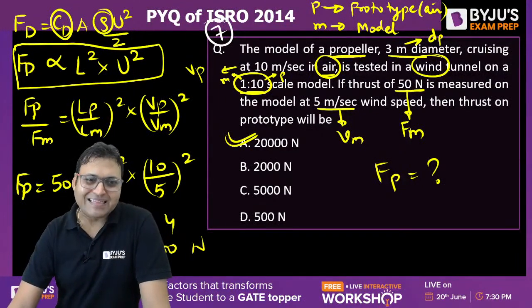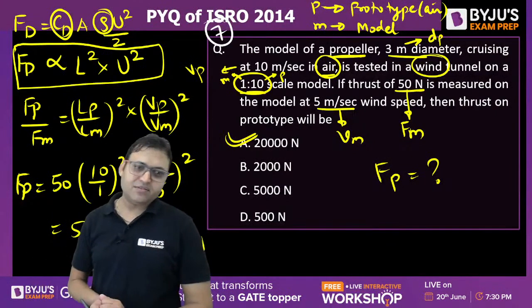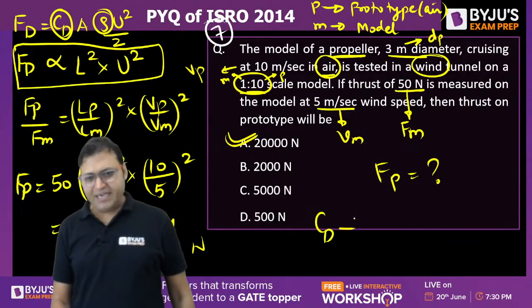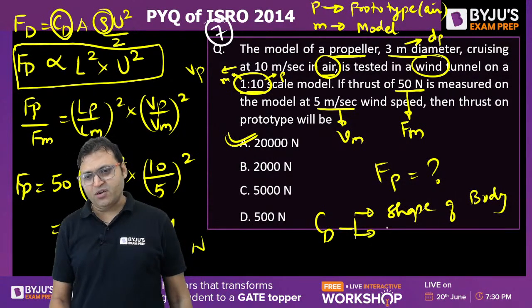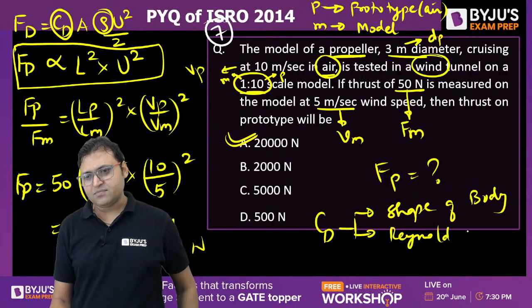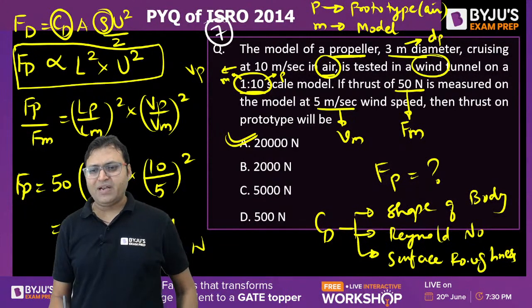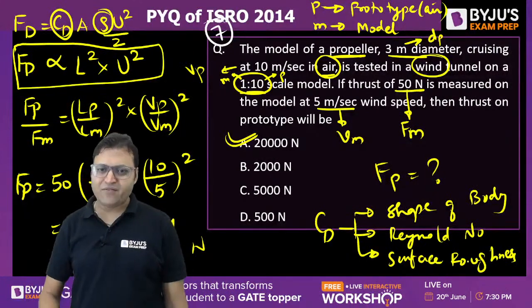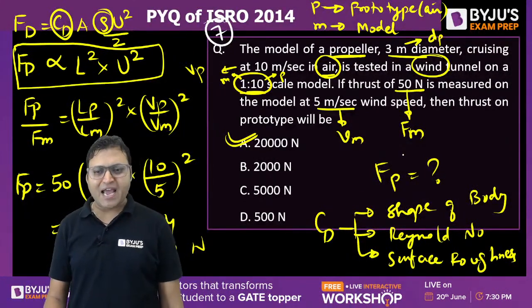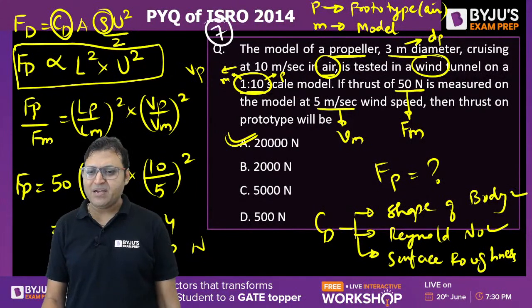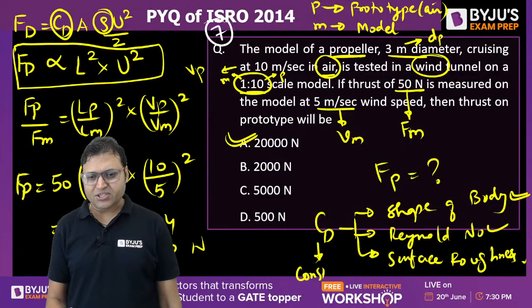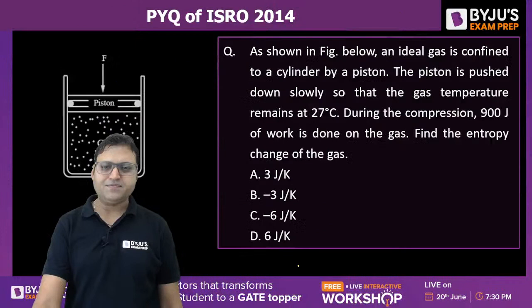So the force or the thrust will be proportional to L square into U square. CD will remain constant. CD depends on the shape of the body. It depends on Reynolds number. It depends on surface roughness. Nothing is mentioned about the roughness, which means both are having the same type of roughness. And because there is dynamic similarity in model and prototype, Reynolds number will be the same. And the shape of the bodies will also be the same. That is why CD will remain constant. I hope this is clear to everyone.